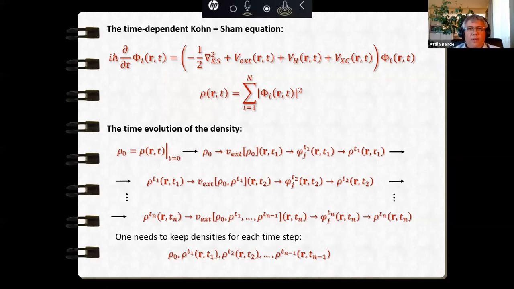Here you can see the time-dependent equation of motion with the well-known components of the exchange correlation and the external potential. And if we propagate the density, in the ideal case, we need to keep all densities for all time steps in order to describe correctly the density propagation. Of course, this is not possible, so we have to make some approximations.